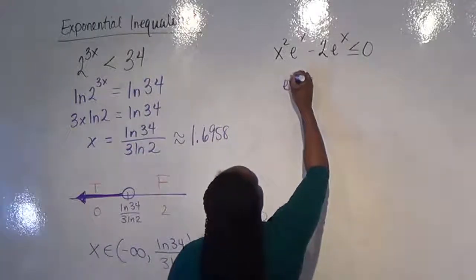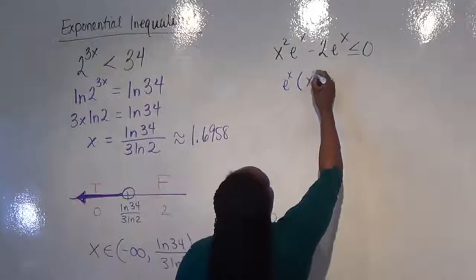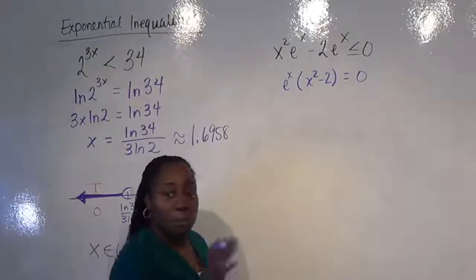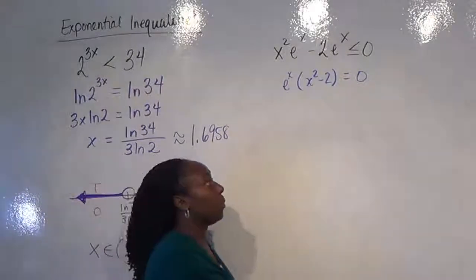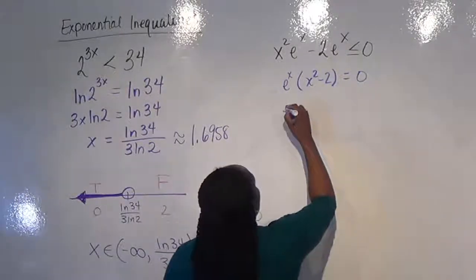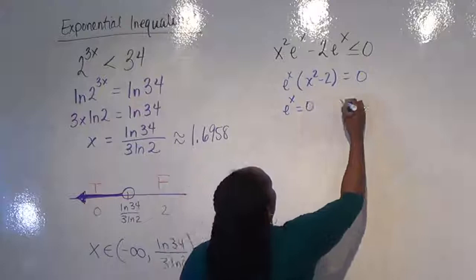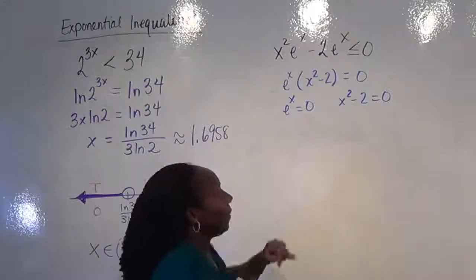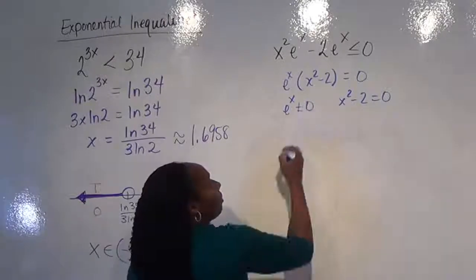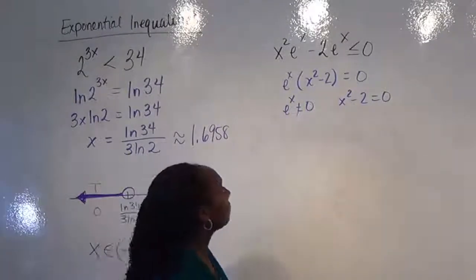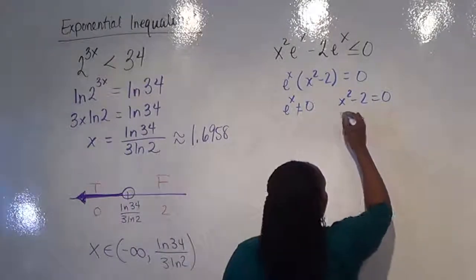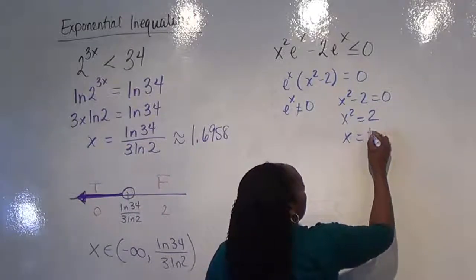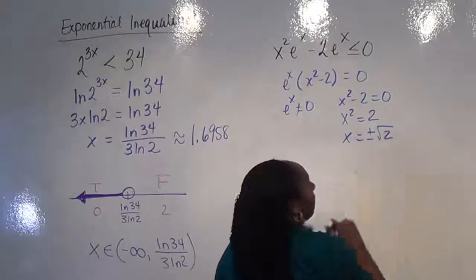I'm going to pull out an e to the x, and I get x squared minus 2, and I want this to be equal to 0. So again, the equal is just so I can get the boundary points. So either e to the x has to equal 0 or x squared minus 2 has to equal 0. Again, if we think of our exponentials, we know that's never going to be true. So we're just looking at x squared equaling 2, or x equaling plus or minus root 2.